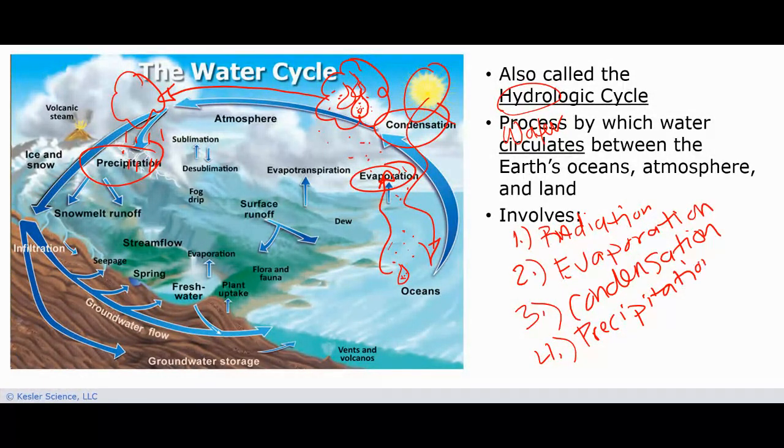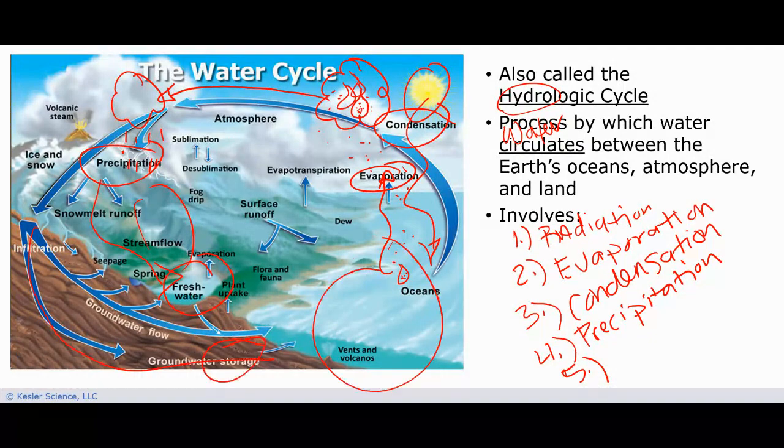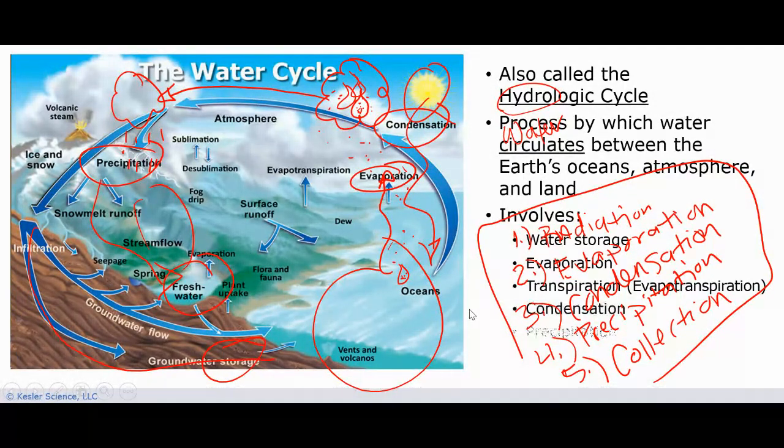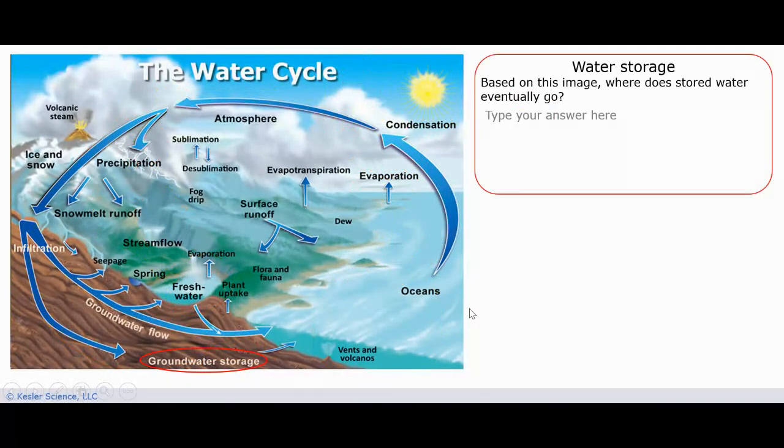And then the last step, number 5, is where the water collects. It could be right here in a lake, in a river or stream, underground, or back in the ocean. We call this collection. Those are the 5 main steps to the water cycle that I want you to know.